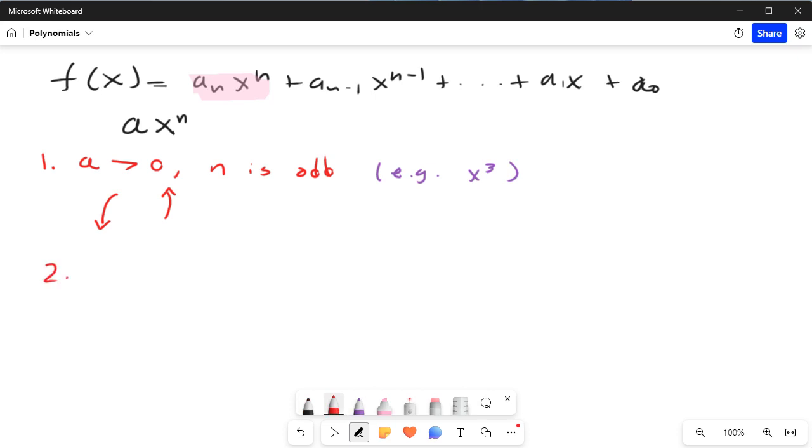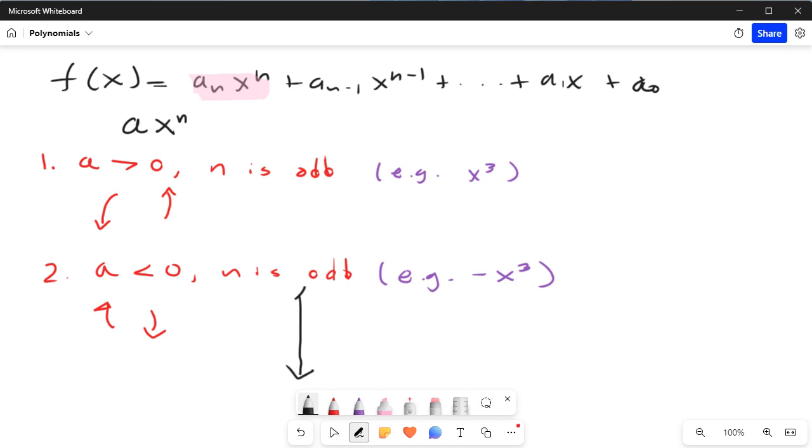Now, if, for example, you have that A is negative, but N is odd, well, in that case, it's pretty much the opposite now, that it's just going to rise to the left, and then it's going to fall to the right. So in that case, that's like saying if you have negative x cubed, for example. And it helps if you see a rough sketch, because this could be our function, and this is kind of what it would look like.